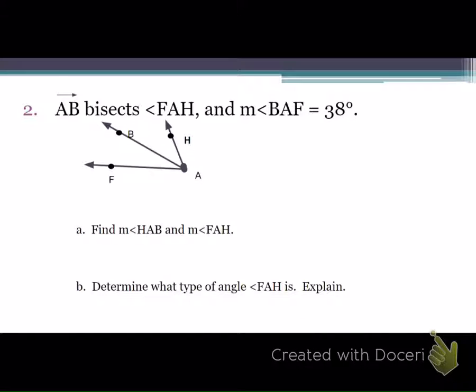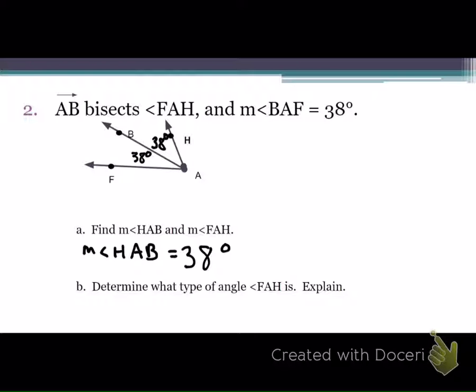On here it says AB bisects angle FAH. And angle BAF equals 38 degrees. So I'm going to fill that in here. BAF, that's this angle right here, equals 38 degrees. So what do I know about the measure of angle HAB? That would be this angle. Hold on. If this one's 38, what's this one? 38. So this one's also 38 degrees.